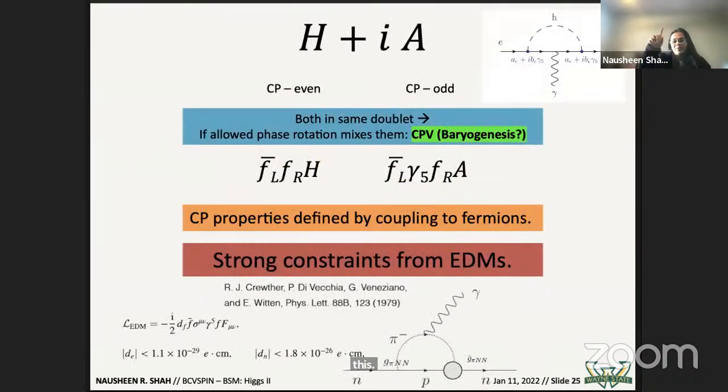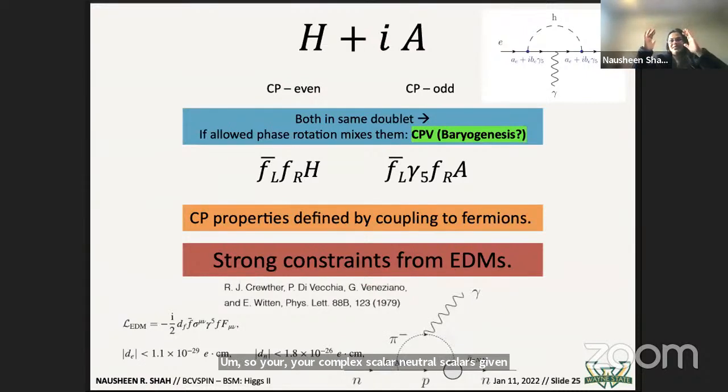So your complex neutral scalar is given by H plus iA, and has 2 degrees of freedom. So you have to treat them as 2 particles that are there, one which has CP even properties and one which has CP odd properties. That's why it governs the couplings and decays and stuff like that.